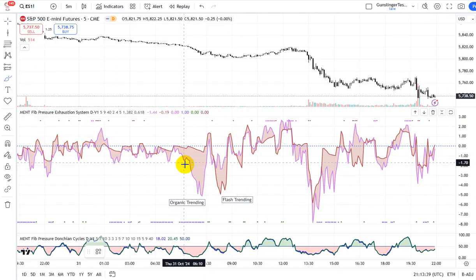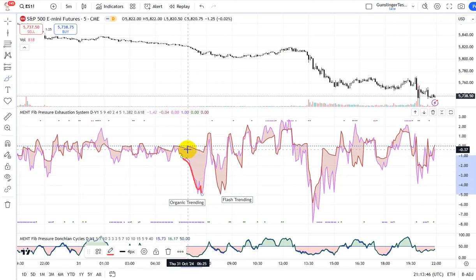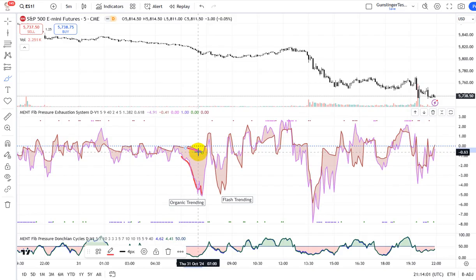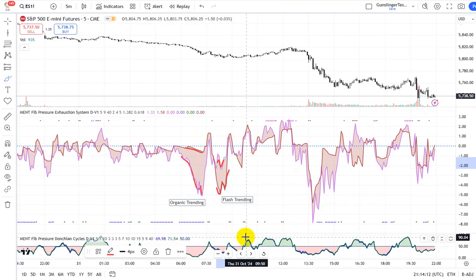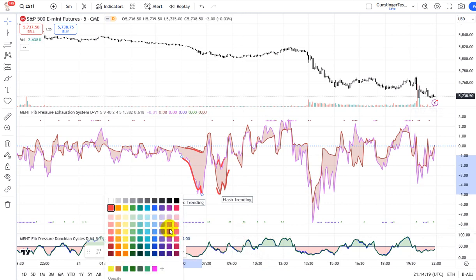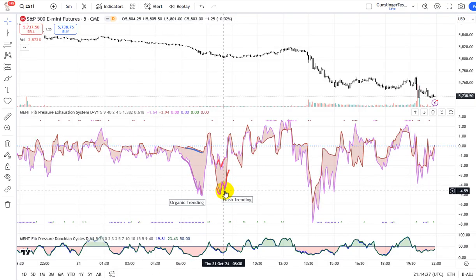Organic trending is when this pink and blue line, which in this case is pink, stays below the red line here. That means we are getting organic trending. Think of it as the pressure system measurement trending deeper than the accumulated pressure mode. In cases where the accumulated pressure mode trends deeper than the pink level, this is called flash trending. Let me set these up differently with colors, a purplish color and a blue color. Flash trending is typically like the end of a trend, very weak trending.